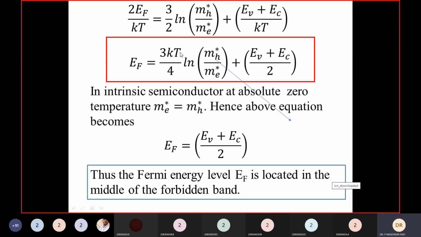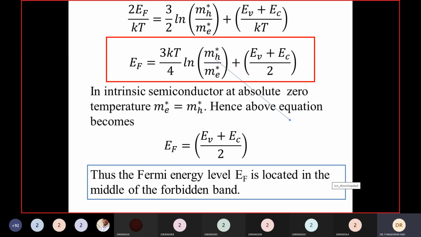Now what is Ef here? The Fermi level is exactly in the middle. That means at absolute temperature, the Fermi level is in the middle of the valence band and conduction band. Now, if you increase the temperature, what happens? The Fermi level also increases.